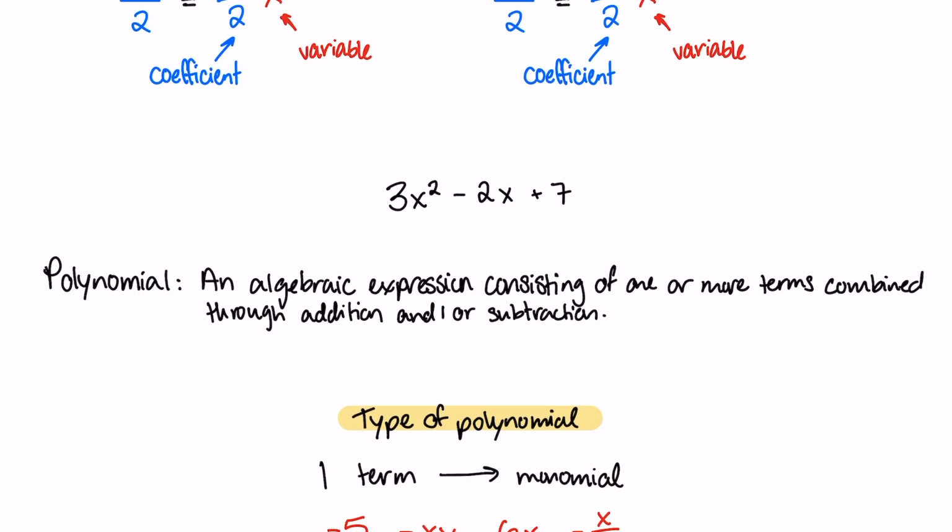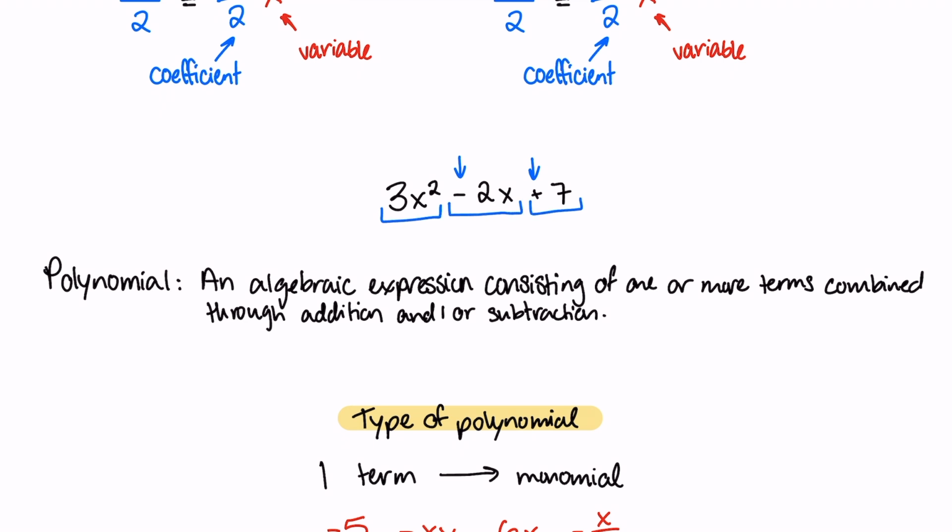Terms are separated by addition or subtraction in an expression. For example, in the expression 3x squared minus 2x plus 7, there are three terms: 3x squared, negative 2x, and positive 7. Each part of the expression separated by a plus or minus sign is a term.